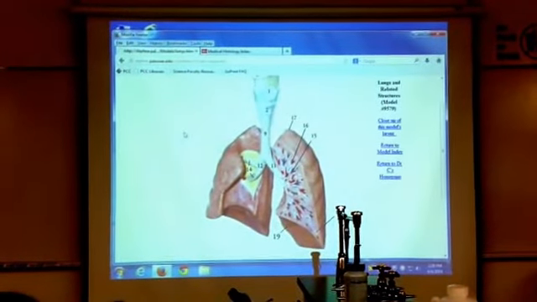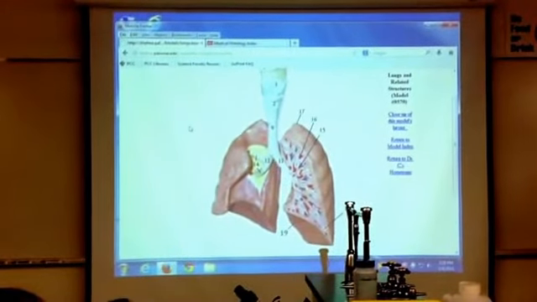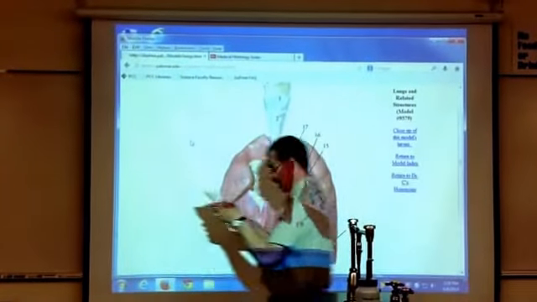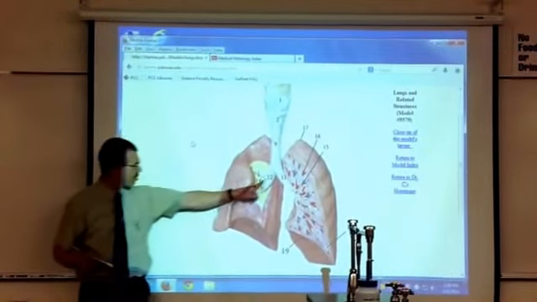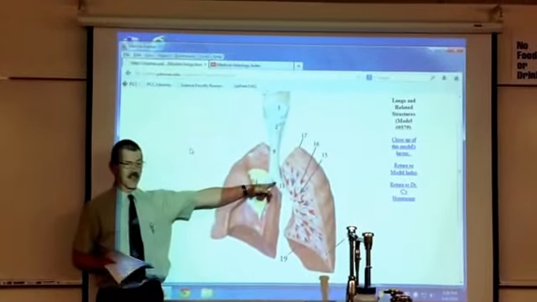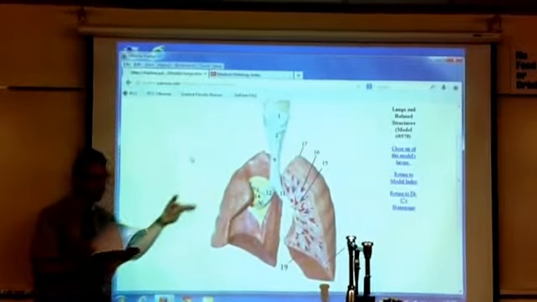Alright, so we know 9 is the trachea, right? Yes. Alright, so let's find something that wasn't in your lab manual. Where's your carina? It's a split between 12 and 11. So right there, that V is your carina. So tell me what 11 and 12 actually are.